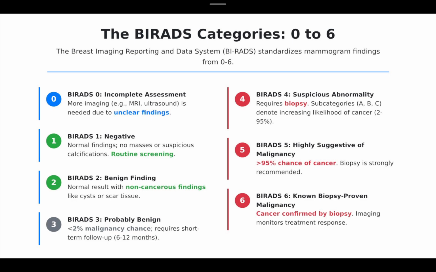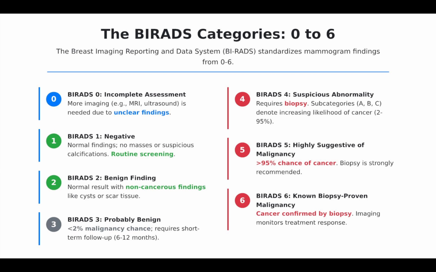The heart of the BI-RADS system lies in its numerical assessment categories, ranging from 0 to 6. These categories are assigned to every breast imaging study and are crucial for communicating the level of suspicion for malignancy and guiding subsequent clinical management.